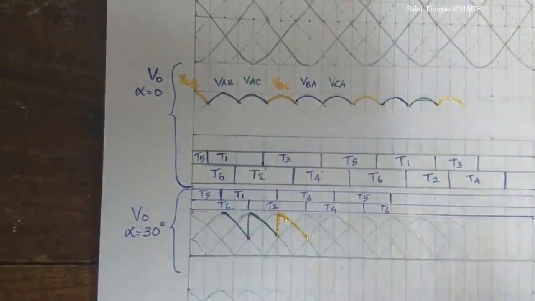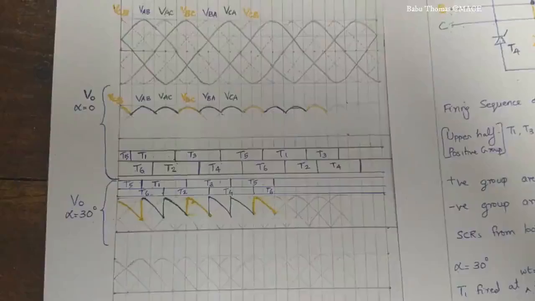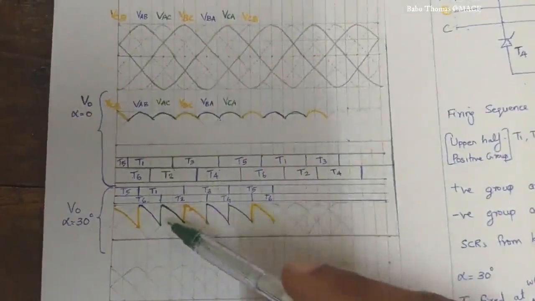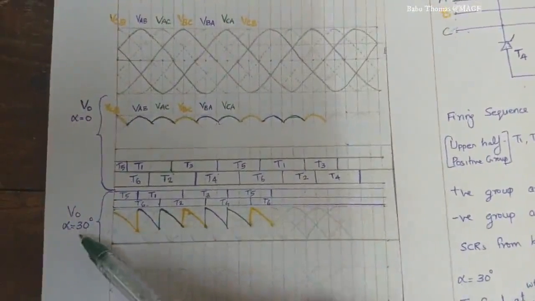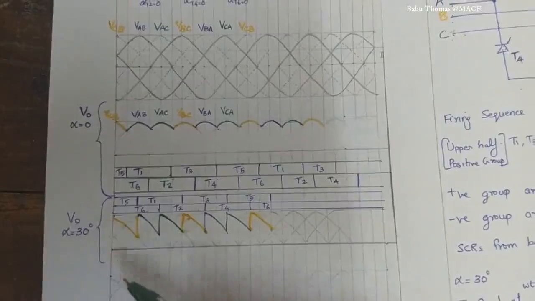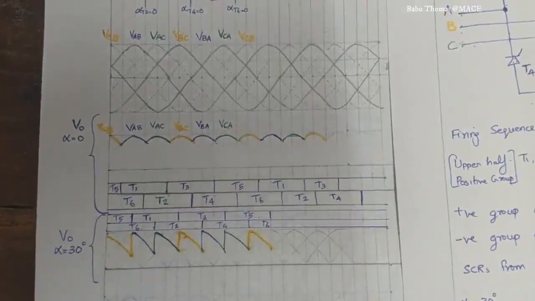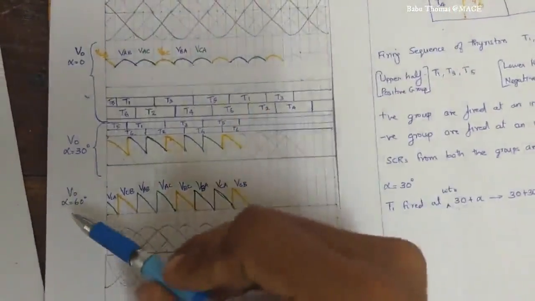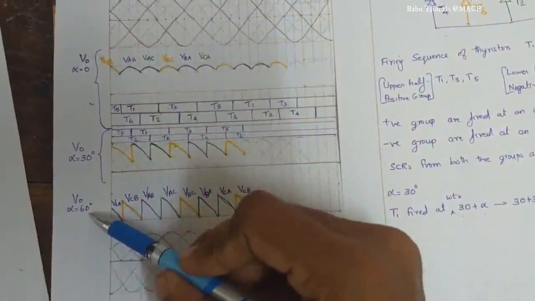Now we will repeat it for the rest of the waveforms. So now this is the waveform corresponding to the output voltage when alpha equal to 30 degrees. Now we will see how to draw it for alpha equal to 60 degrees. Now we will see output voltage V0 for alpha equal to 60 degrees.